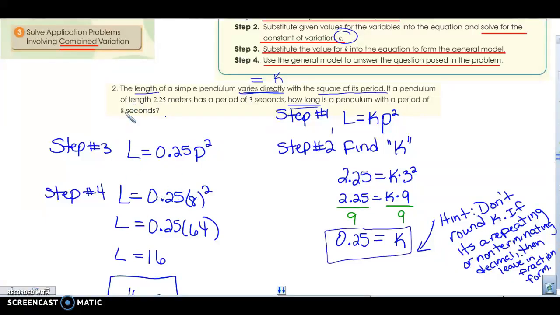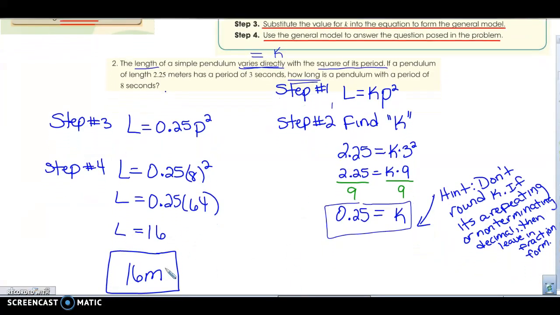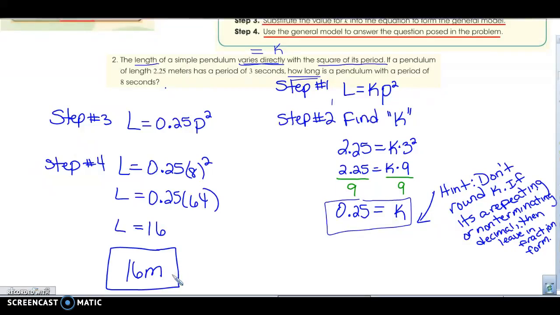So we fill in the 8 seconds for the period. Remember, that was the time. The period was the time there, 8 seconds. And we then simplify. 8 squared is 64. Multiplying, we end up with the length of that pendulum would be 16 meters. So here's an example of direct variation.